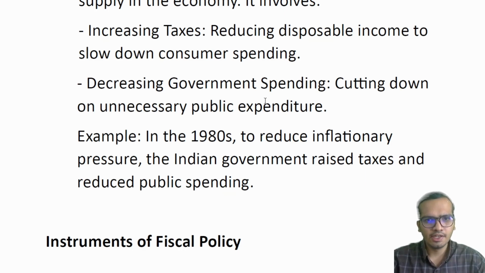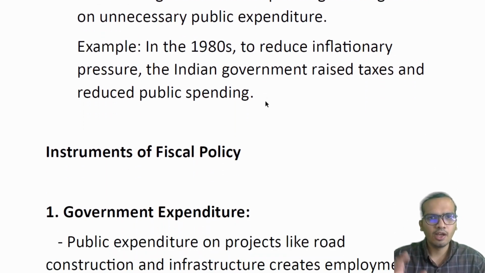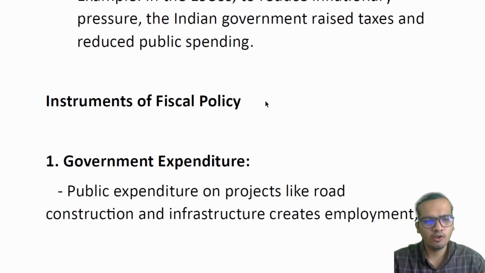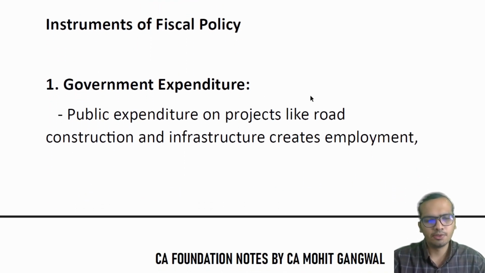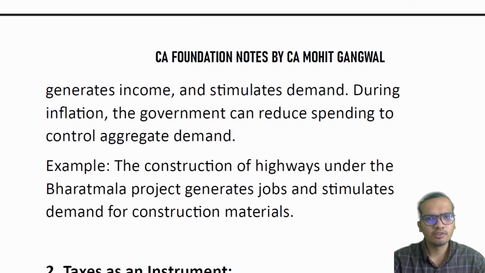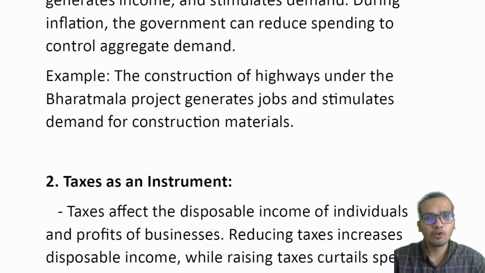Example, in the 1980s, to reduce inflationary pressure, the Indian government raised taxes and reduced public spending. Then how does the government do it? So we have instruments of fiscal policy. First, government expenditure. So public expenditure on projects like road construction and infrastructure creates employment, generates income and stimulates demand. During inflation, the government can reduce spending to control aggregate demand. Example: the construction of highways under the Bharatmala project generates jobs and stimulates demand for construction material.